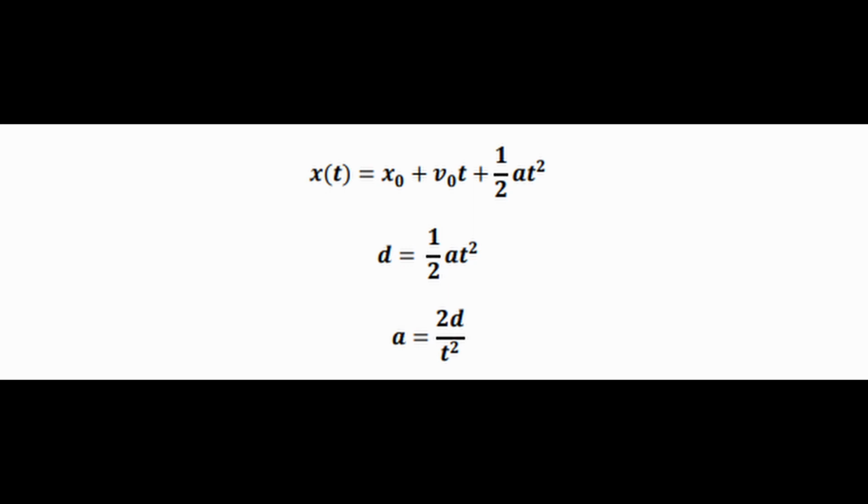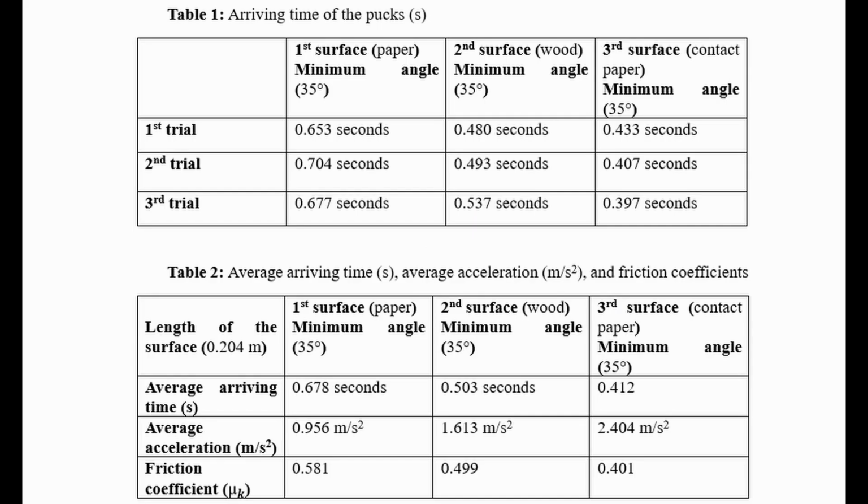These are the simple equations and formulas that I'm going to use to calculate the friction coefficients. From the data I obtained, I found the average of the arrival times and calculated the friction coefficients using the formulas I mentioned before.